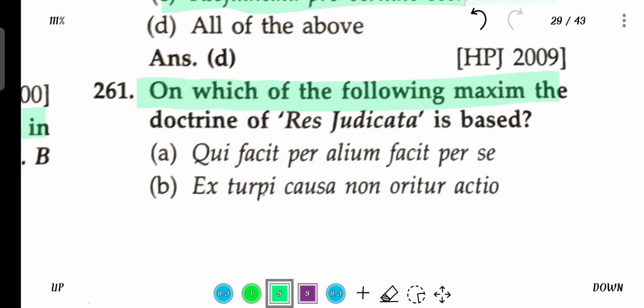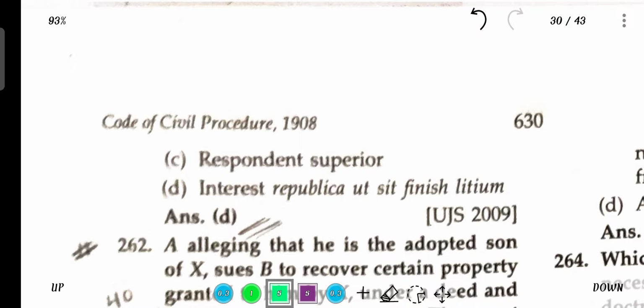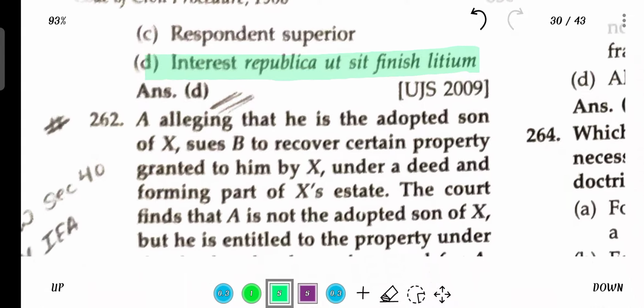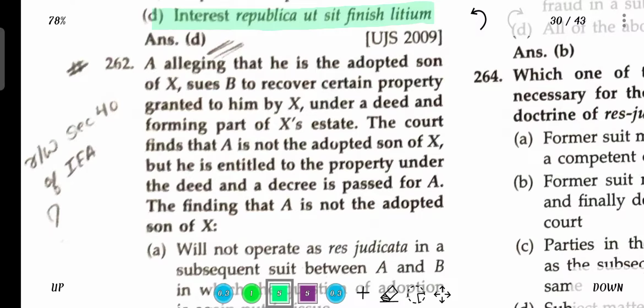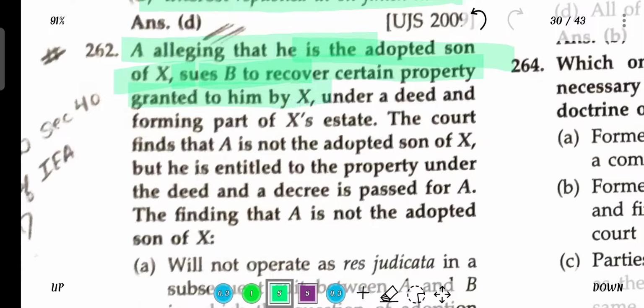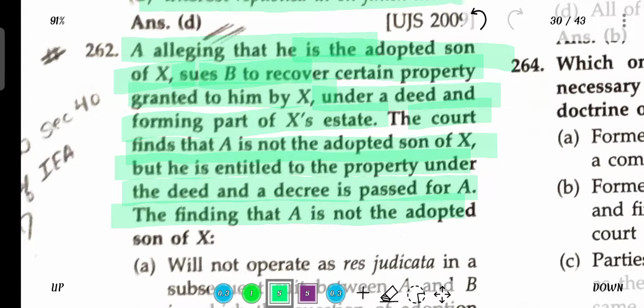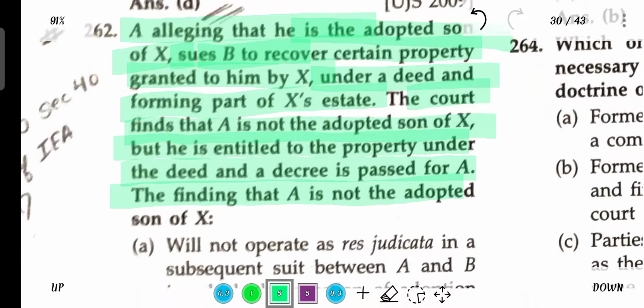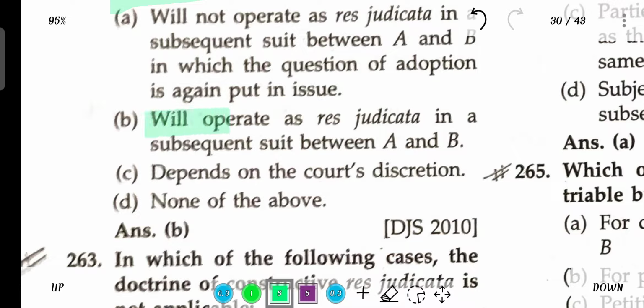On which of the following maxims is the doctrine of res judicata based? Interest reipublicae ut sit finis litium. A, alleging that he is the adopted son of X, sues B to recover a certain property granted to him by X under a deed and forming part of X's estate. The court finds that A is not an adopted son of X, but he is entitled to the property under the deed, and a decree is passed for A. The finding that A is not an adopted son of X will operate as res judicata in the subsequent suit between A and B.